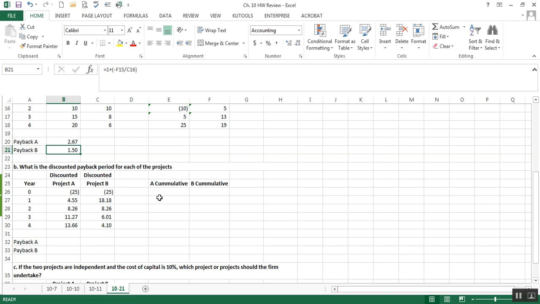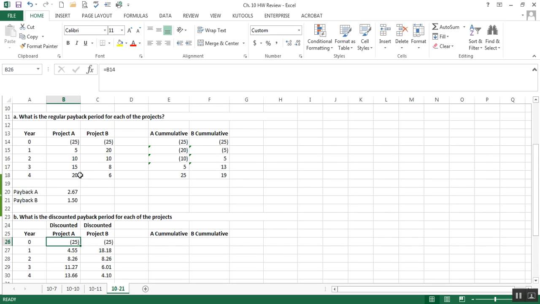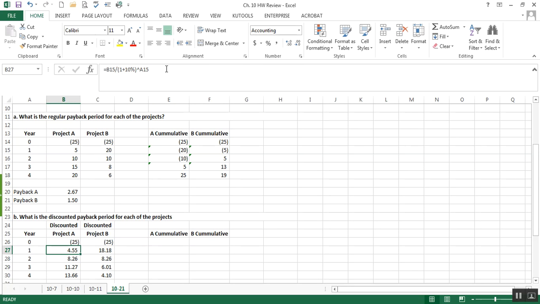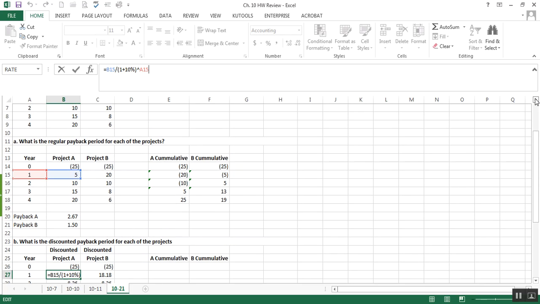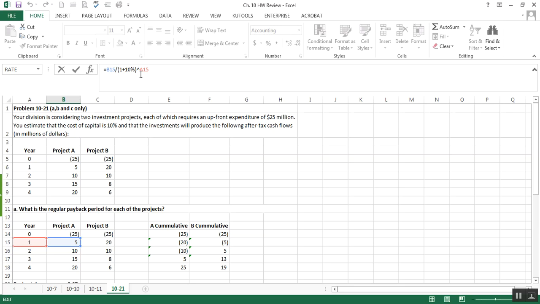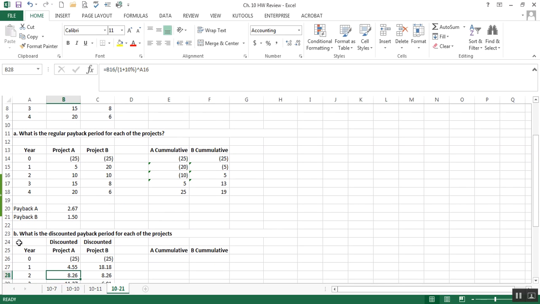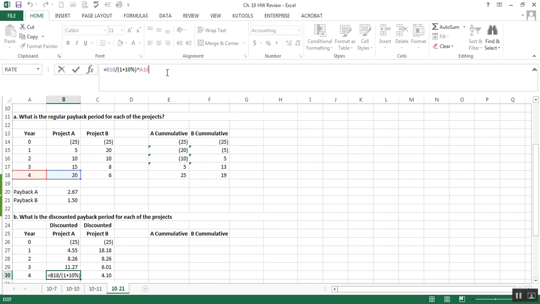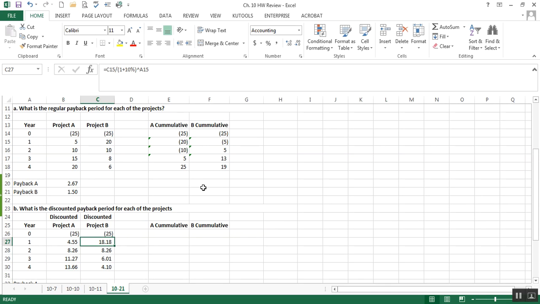Now let's look at the discounted payback periods. So first we need to calculate that, which I've already gone ahead and done. So time 0 is going to be the present value, and then I use my present value formula, which is the cash flow divided by 1 plus the cost of capital, which you'll remember is 10%, to the first power for year 1, second power for year 2, third power for year 3, fourth power for year 4. And I've gone ahead and done the same thing for Project B.